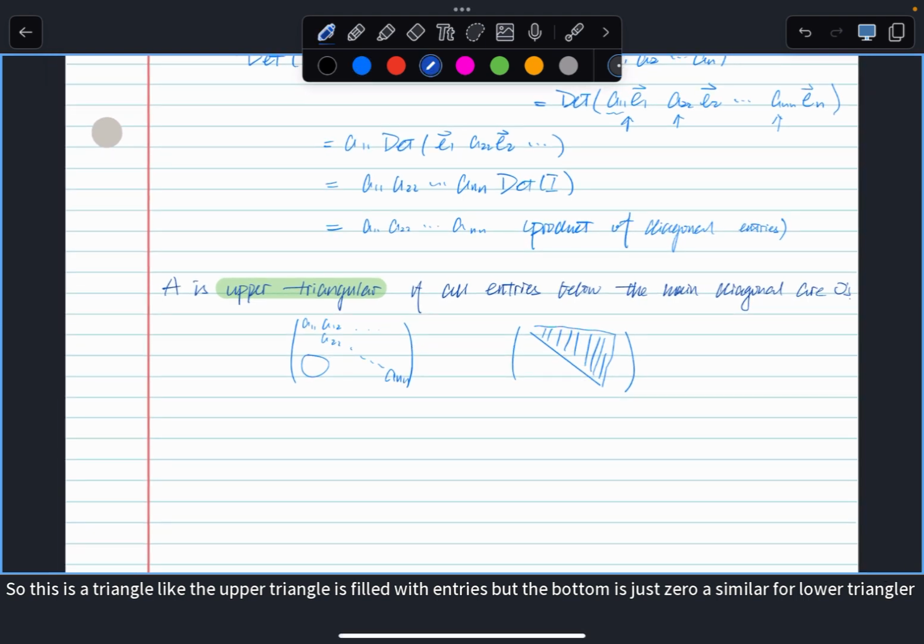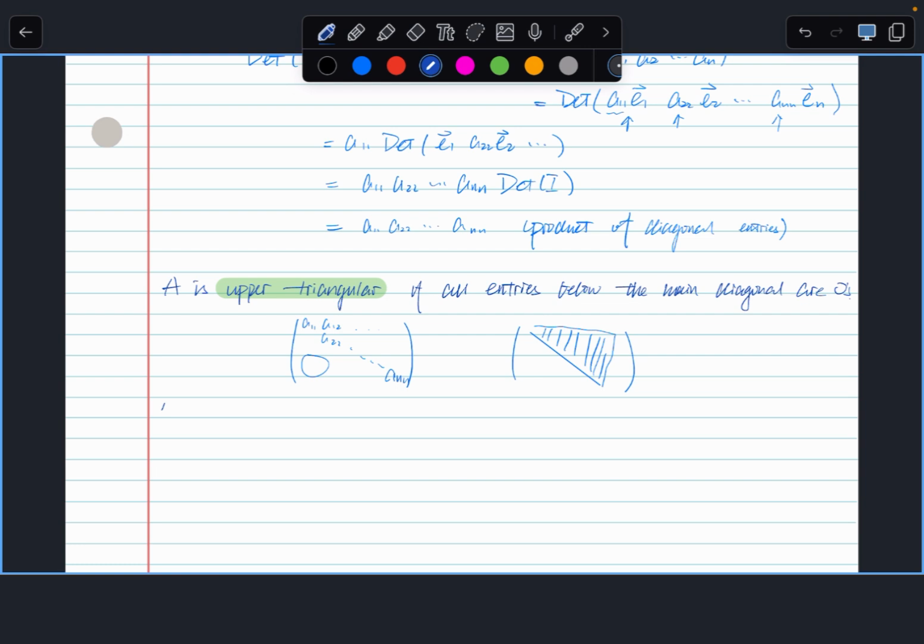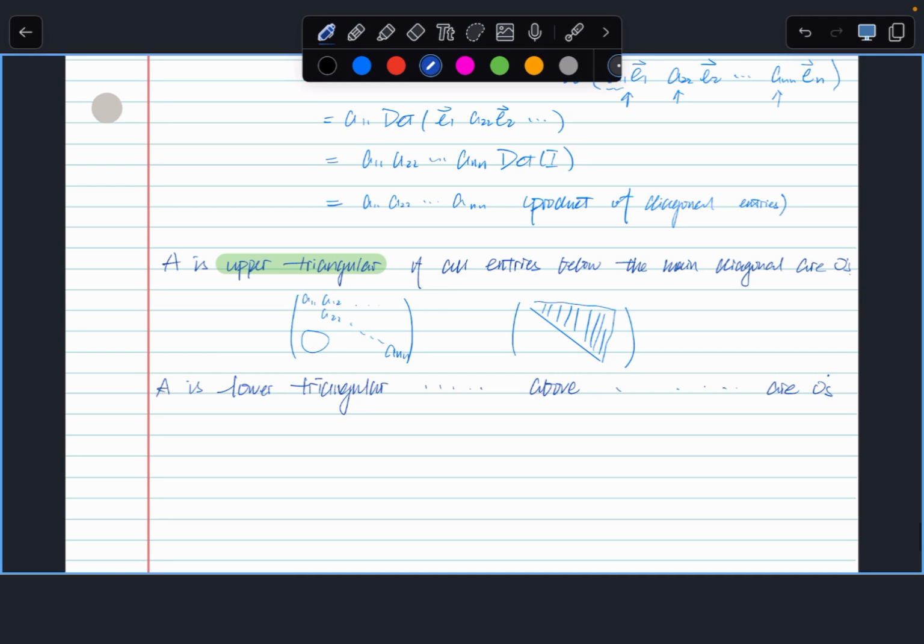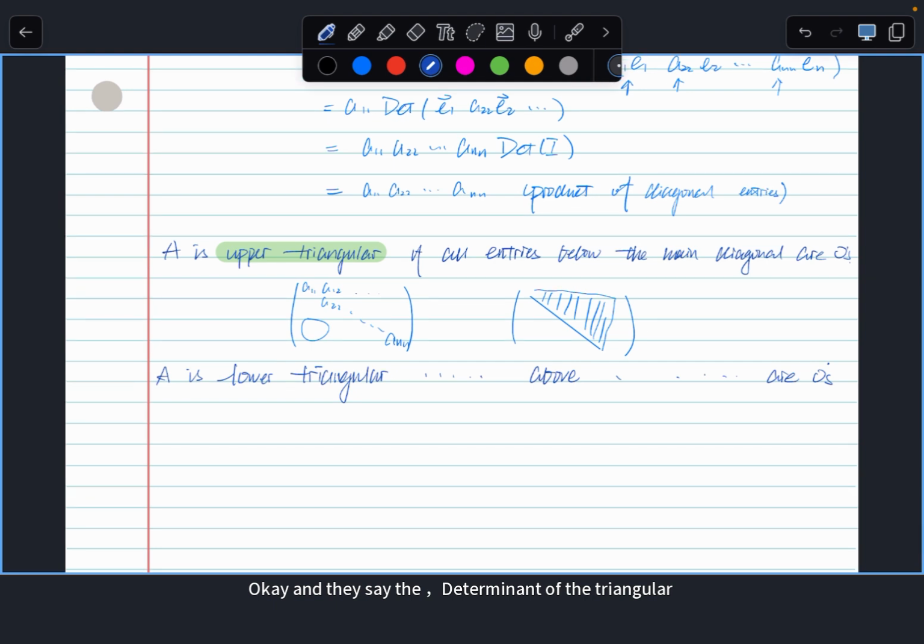Okay, similar for lower triangular. So A is lower triangular if all entries above the main diagonal are zeros. Okay, and now we want the determinant of a triangular matrix.